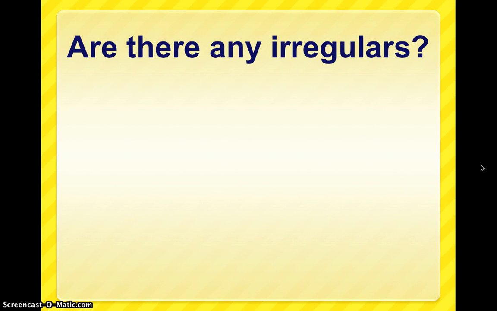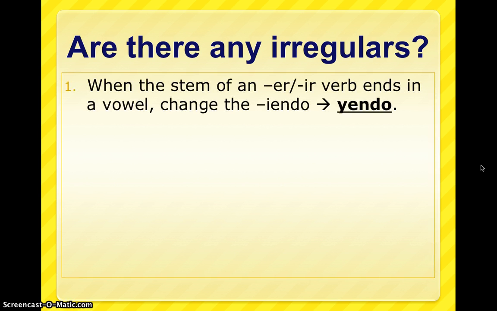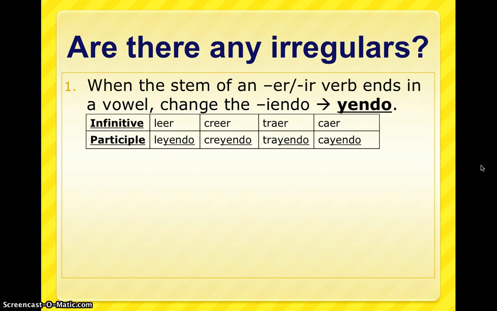Now we would need to talk about irregulars. So are there any irregulars? Of course there are. So the first type of irregular that we're going to talk about are when the stem of an ER or IR verb ends in a vowel. And the change occurs in the ending, so it sounds the same. It still sounds like yendo, but the I is going to change to a Y. So this sounds kind of tricky, but let's take a look at some examples.